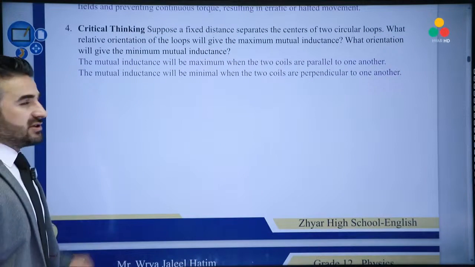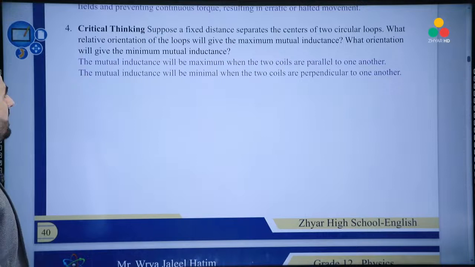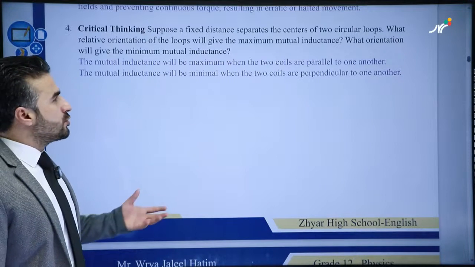Now we have another question here, which says critical thinking. Suppose a fixed distance separates the centers of two circular loops. What relative orientation of the loops will give the maximum mutual inductance?